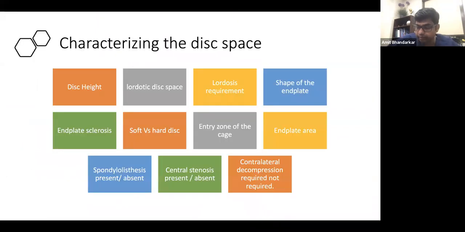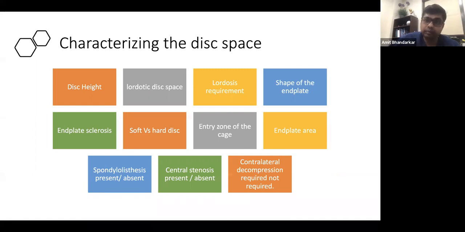After understanding the different types of cages that we have and their relative advantages and disadvantages, now this is the most important slide. When a particular patient comes to us, we need to characterize the disc space. This is the most important aspect of deciding what cage to use, because that variable of a different cage usage may have a bearing on the outcome of the patient.